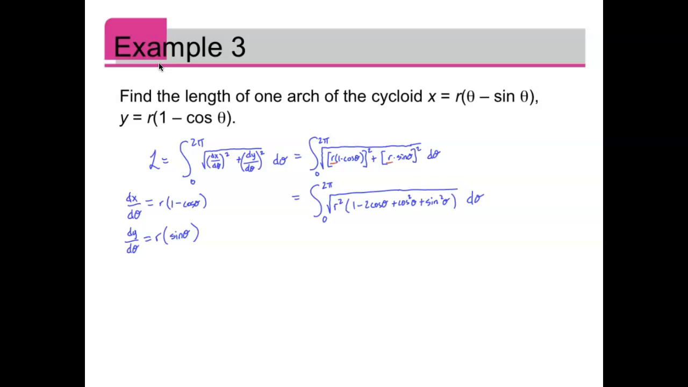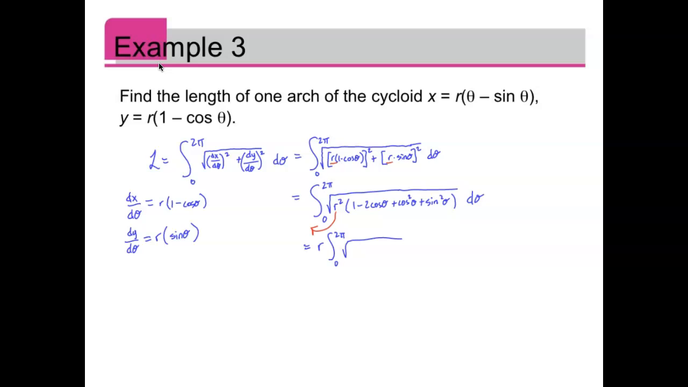All right, a couple things we can do. First of all, you have this r squared factor, so you can pull out an r. The square root of r squared is just r, right? So r times the integral from 0 to 2 pi of the root.